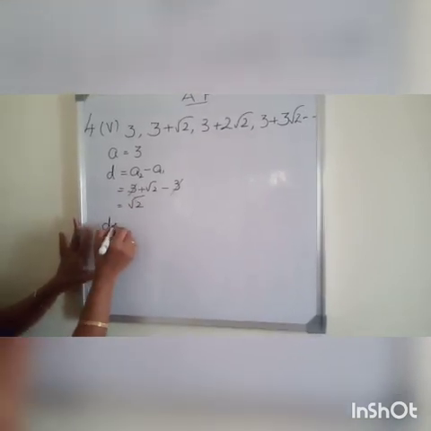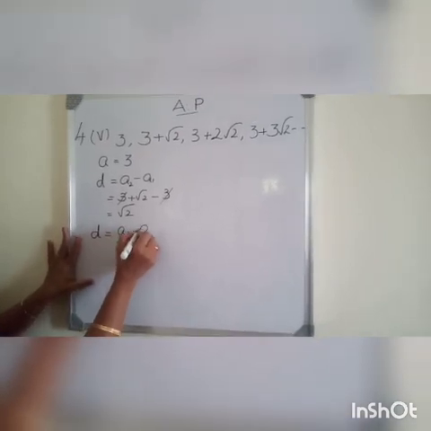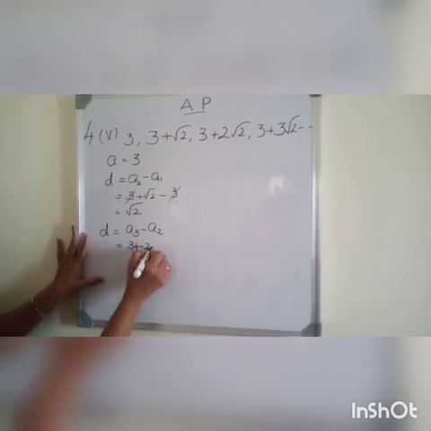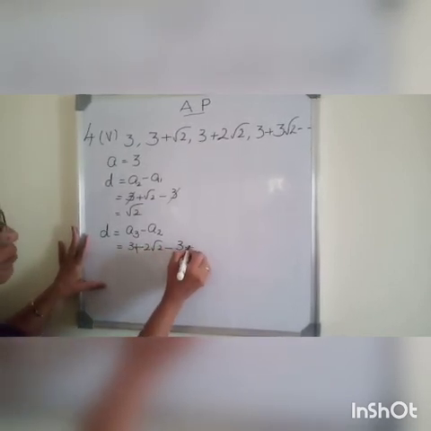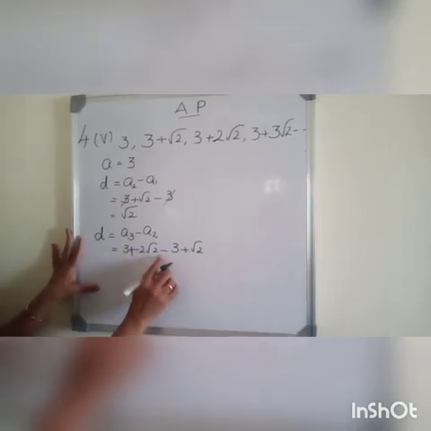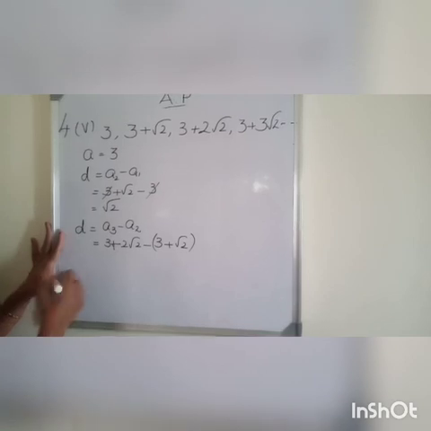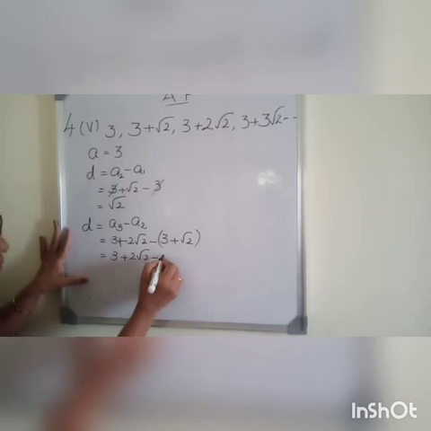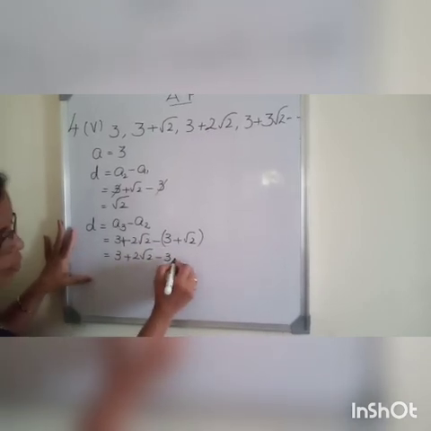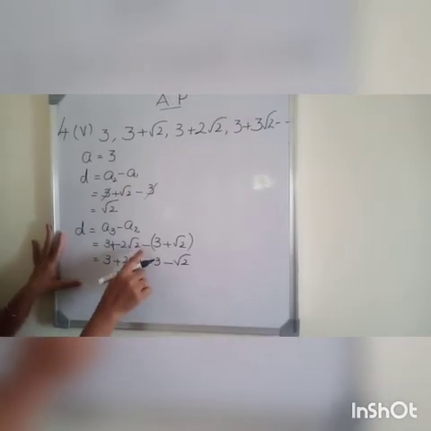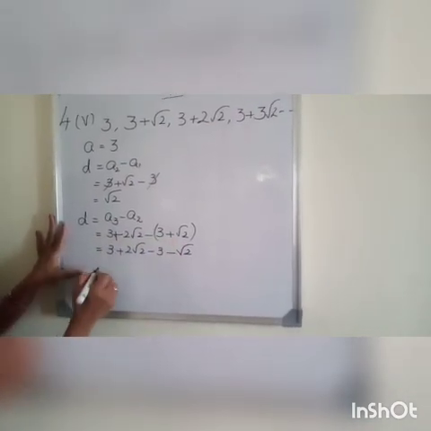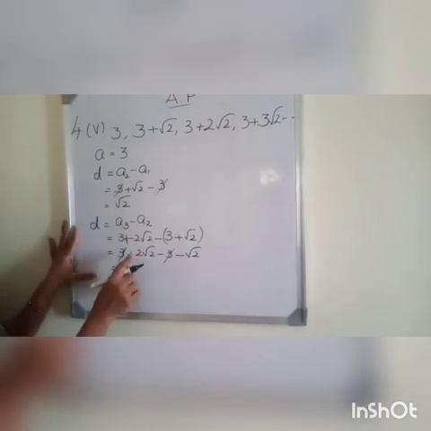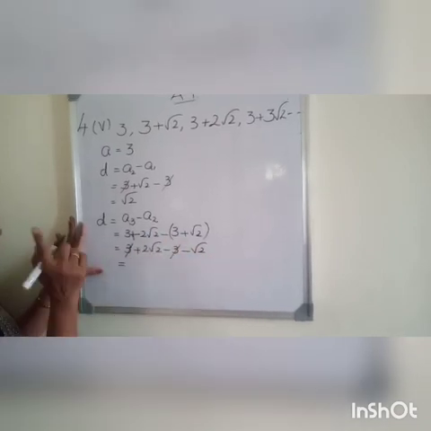Once again we'll check. D equals A3 minus A2, equals 3 plus 2 root 2 minus 3 plus root 2. Whenever you write more than one term after a minus sign, you have to put a bracket. So it is 3 plus 2 root 2 minus 3 minus root 2. Multiply the sign with the terms inside the bracket. Now 3 and minus 3 will cancel. 2 root 2 minus root 2, that is 2 root 2 minus 1 root 2. It is 1 root 2.